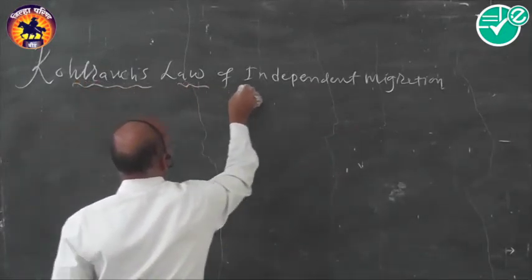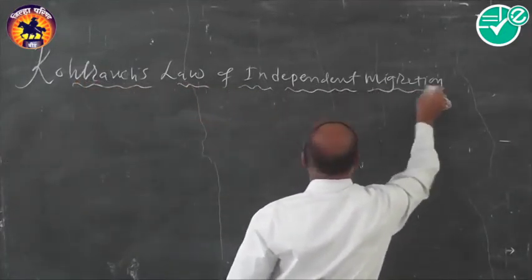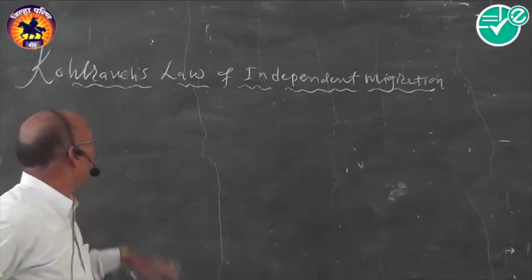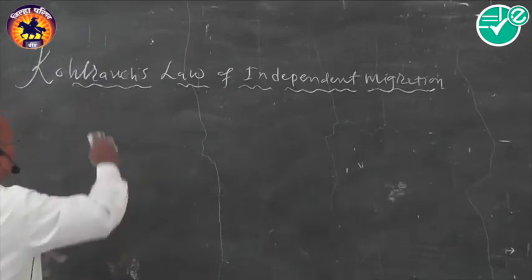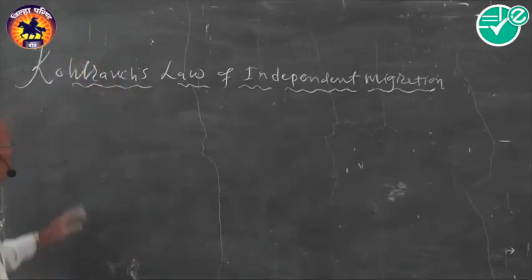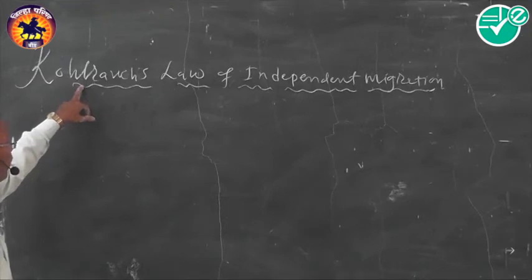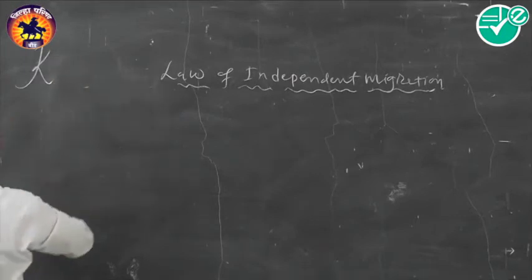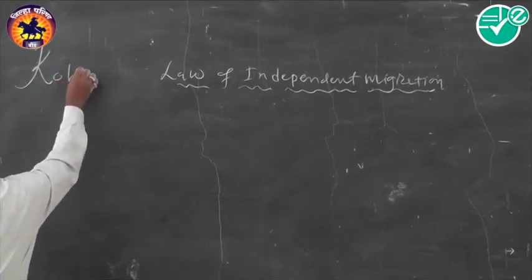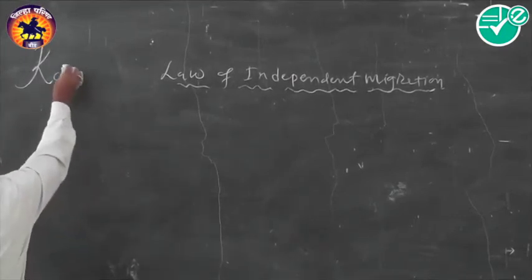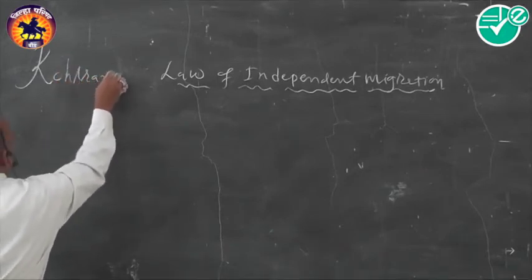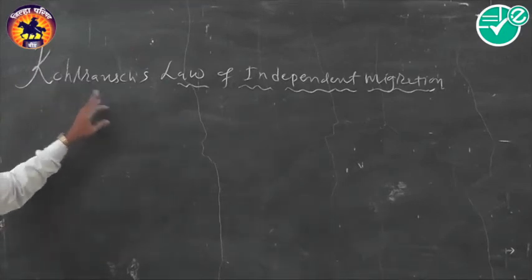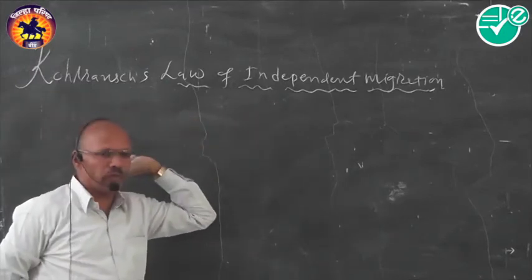Kohlrausch's law for independent migration. What is Kohlrausch's law? We know the scientist Kohlrausch. Spelling is KOHLRAUSCH apostrophe S. Like this. Kohlrausch's law of independent migration of the ions.